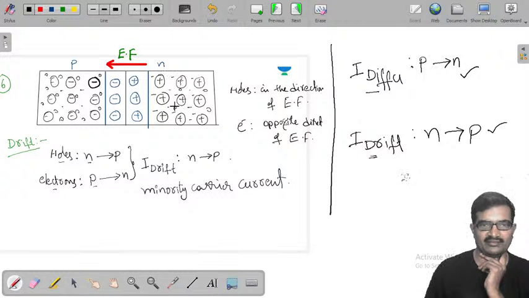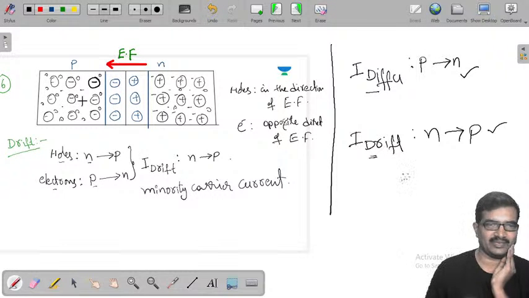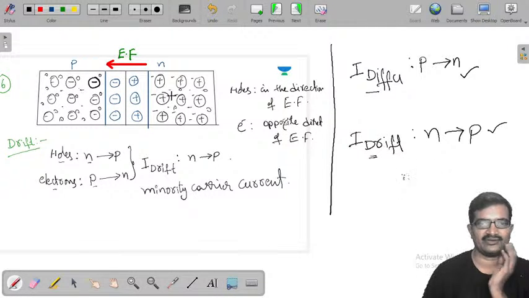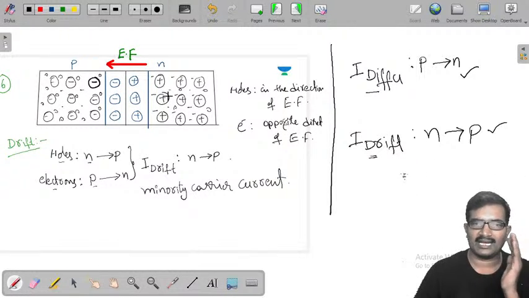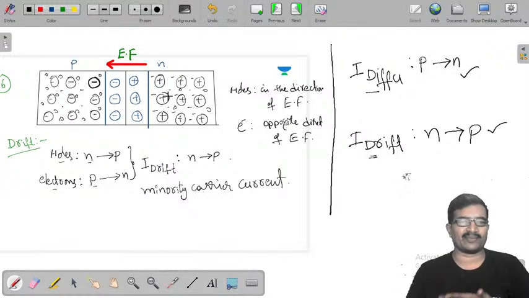Similarly, in the N region there are more electrons and in the P region fewer electrons. In the N region, more electrons. Again there is a concentration gradient. Due to this concentration gradient, again I am expecting diffusion movement of charge carriers.